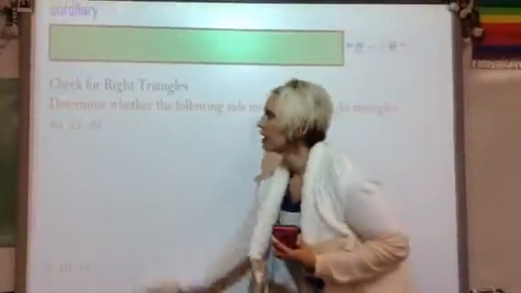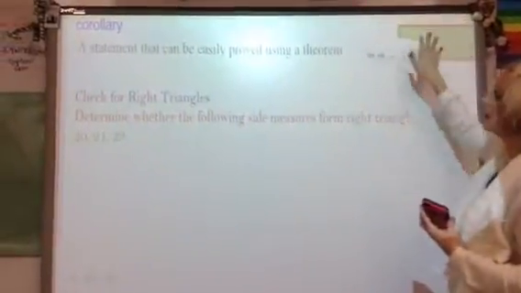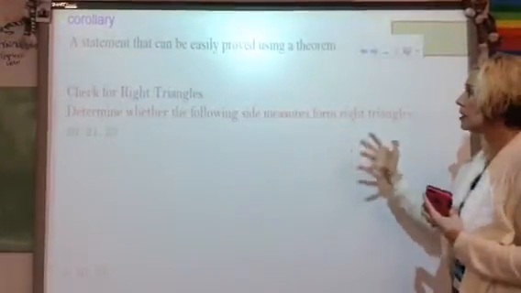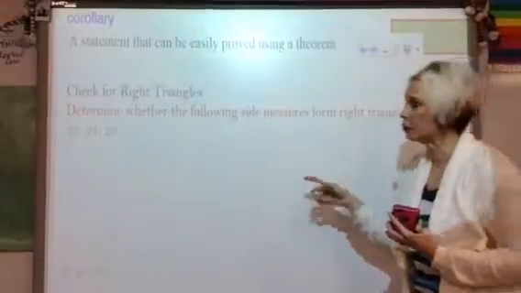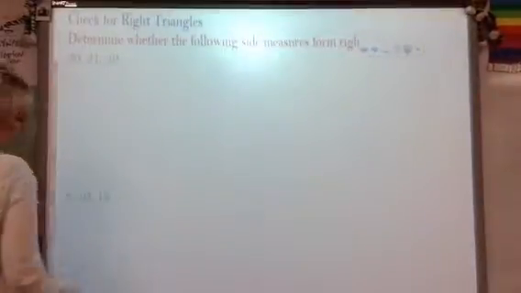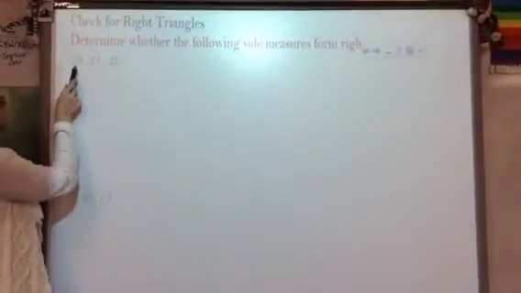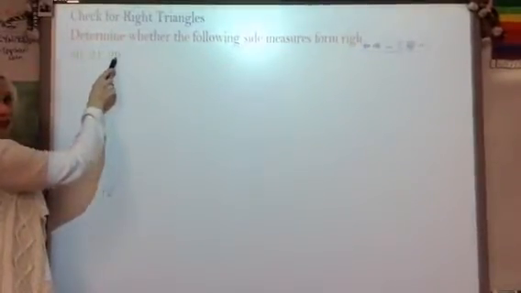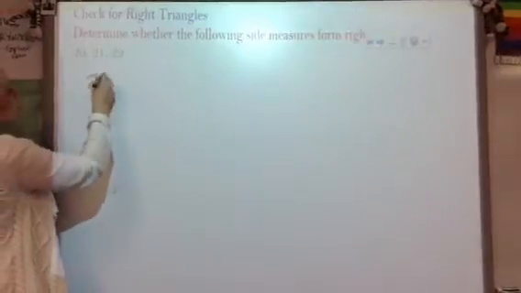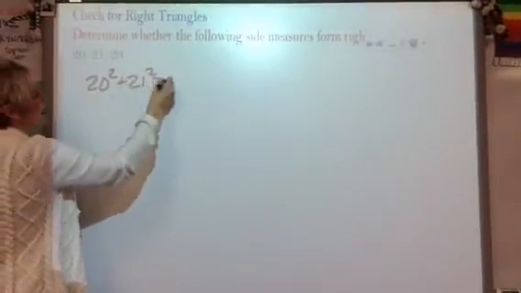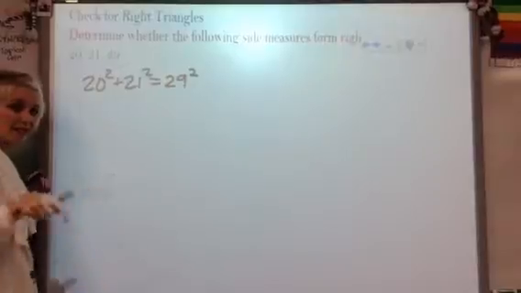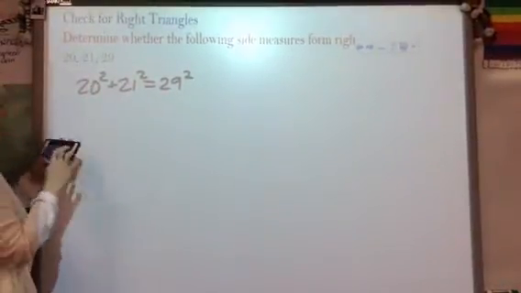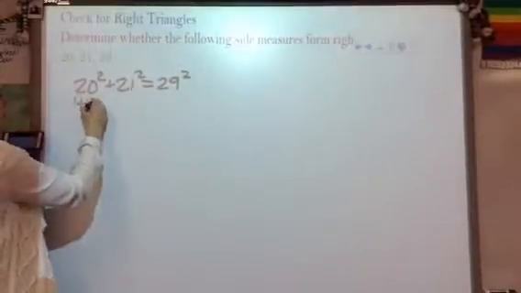The last thing we're going to talk about is a corollary. It's a statement that can be proved using the Pythagorean theorem. What we're going to try to do is prove whether this is a right triangle or not. The first number is always going to correspond to one leg, the middle number is always another leg, and the last number is always going to be the hypotenuse. So we're going to take 20 squared plus 21 squared to see if it equals 29 squared. If it does, then we will say yes, this is a right triangle. If it does not, then we will say no, it is not.